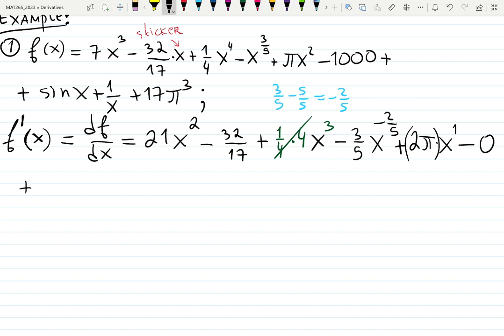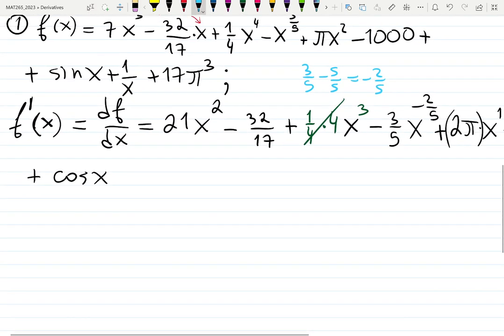Okay, now the hard stuff. Derivative of sine is cosine, but plus or minus? Plus. So remember, it's either or. 1 over x, we just did it. Don't be confident if this is your first time. You take your pencil, you rewrite it as x to the minus 1, and now you do it just like we did before, x to the minus 3 fifths. So x to the minus 1 gives you, minus 1 goes down, multiply x to the minus 2. Thank you. Amazing. 17 pi cubed gives you 0, and this is the answer. So you can do it. It's very fun, actually. It's fun to feel good, you know, in math class especially.